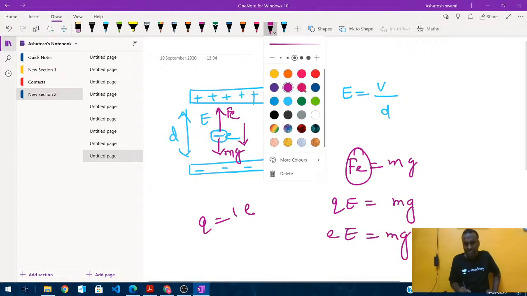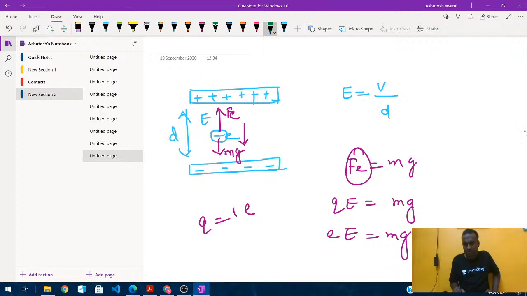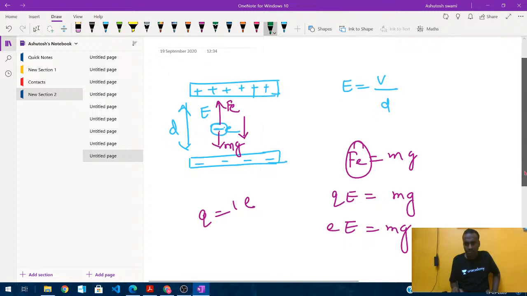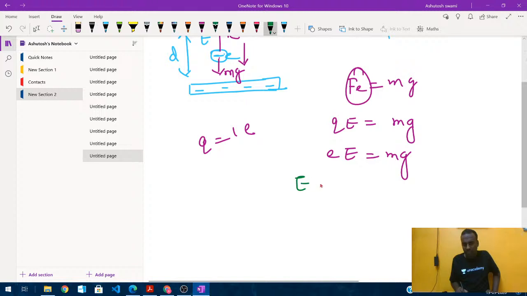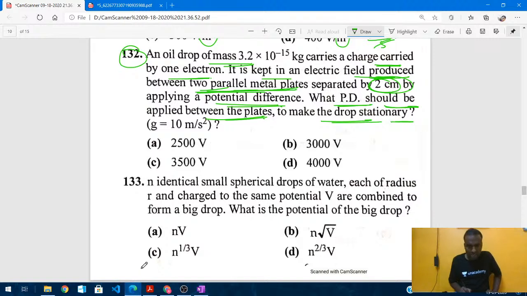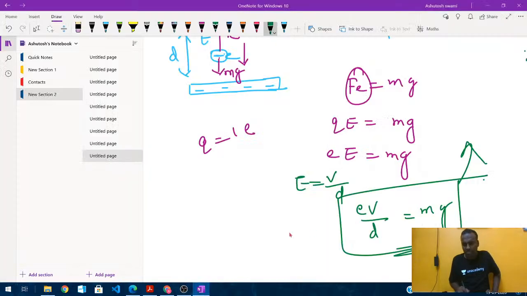Students, can I mention over here that in place of E, V by D if I substitute. So EV by D is equal to mg, we can say. So whatever the question comes based on this, you can solve, students. Now you can observe, students, to make the drop stationary, what should be the potential difference is the question. So if potential difference is the question, then V is equal to mg into D upon E, we can say.